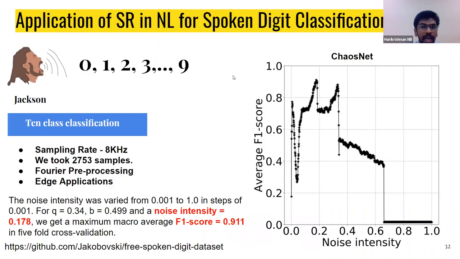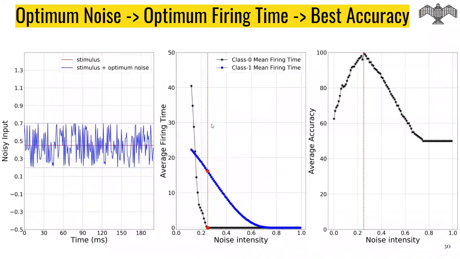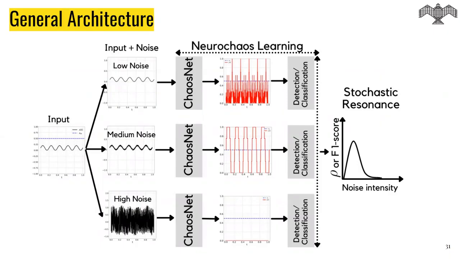Sorry, I had a question. If you can go back to the previous slide. So in the chaos net, you'll have many neurons depending on the size of the input, right? Suppose it's 28 cross 28, you'll have 784 neurons. Is it like that? Basically, 28 cross 28, right? So I have 28 neurons. I'm passing each row at a time. Okay, you'll have 28.